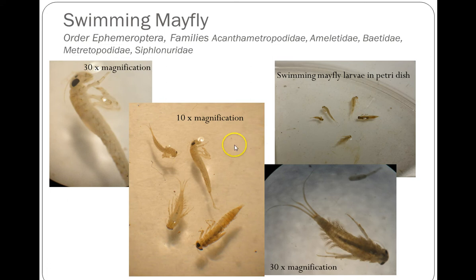This is one of the most common ones we get for RiverWatch since there's so many families that make up this grouping. And also, in general, these guys are one of the smaller mayflies, so they're a little bit smaller than the torpedo mayflies.